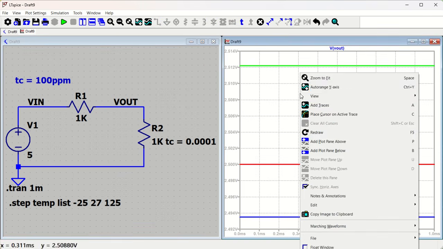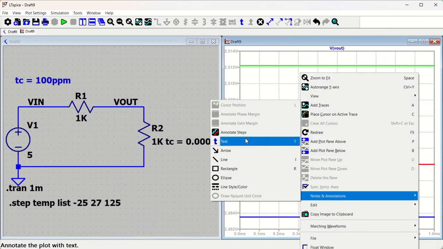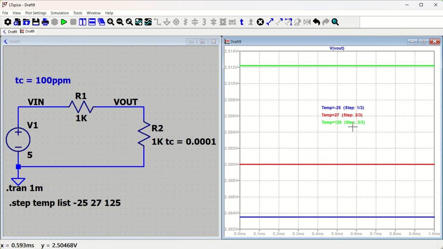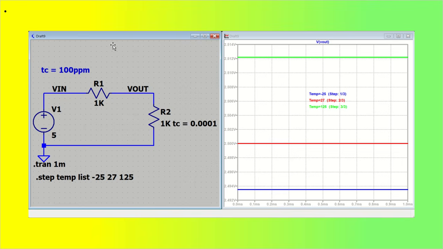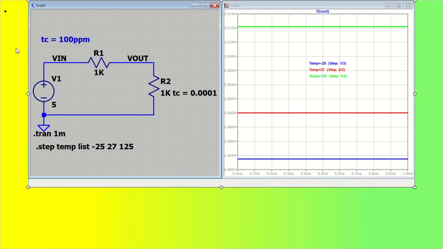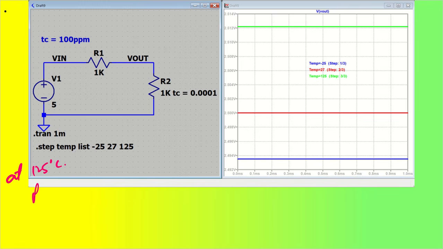So let us put an annotation: right click it, notes and annotation, step. So you can see the green color is having the highest value of voltage. Why? Because the temperature is highest, it means the resistance would have been highest. Okay. So what would be the resistance at this value that I can give you very easily? Yes. So what happens is, let us say at 125 degrees centigrade, what will be the R?